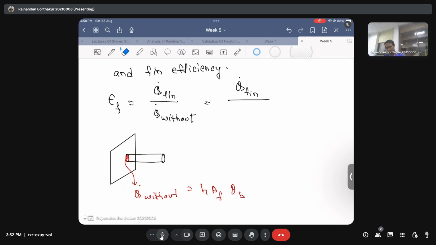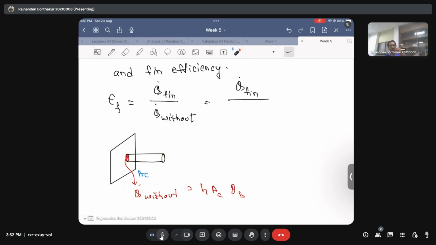Sorry, I think I made a mistake. This would be AC, the cross-sectional area of the fin. Yeah, so that's obvious, right? Because this cross-sectional area is AC, and I'm just saying that on this cross-sectional area, if I have a fin, what is the rate of heat transfer, compared to the rate of heat transfer if I don't have a fin on this cross-sectional area.